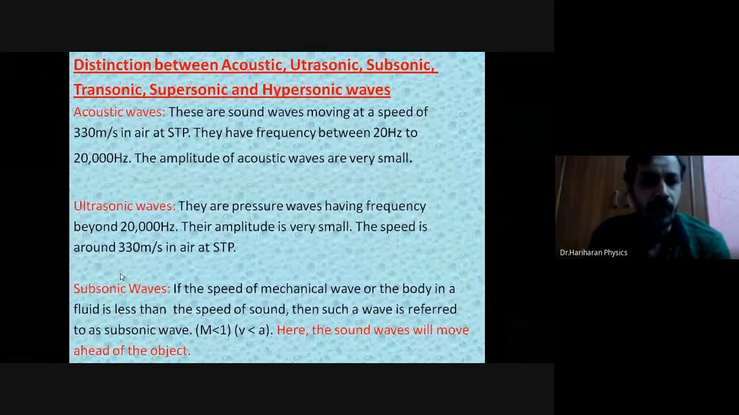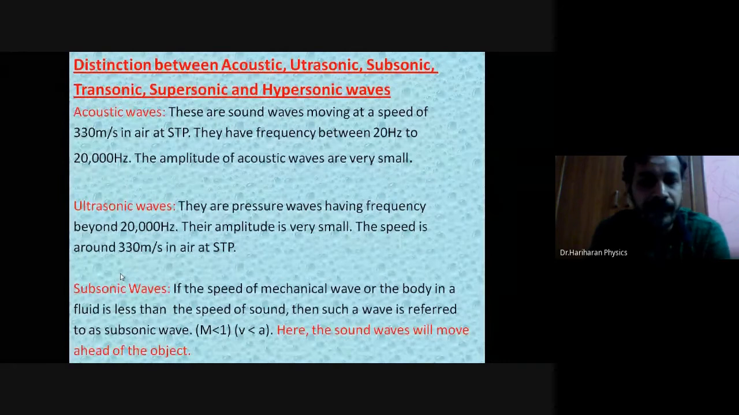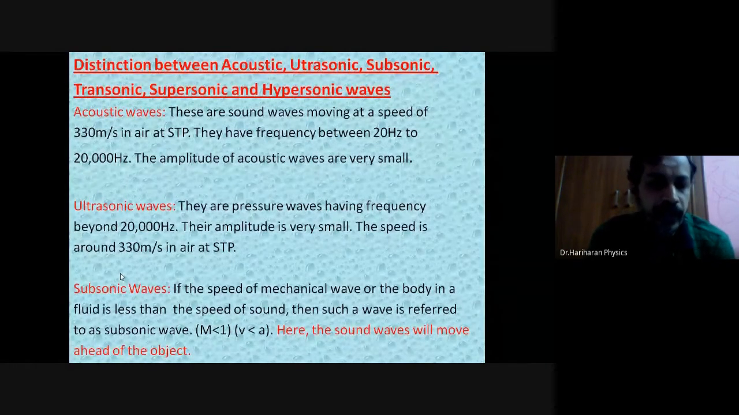Next, what are ultrasonic waves? Ultrasonic waves are sound waves or pressure waves that have a frequency beyond 20,000 hertz. The amplitude of ultrasonic waves is also very small.